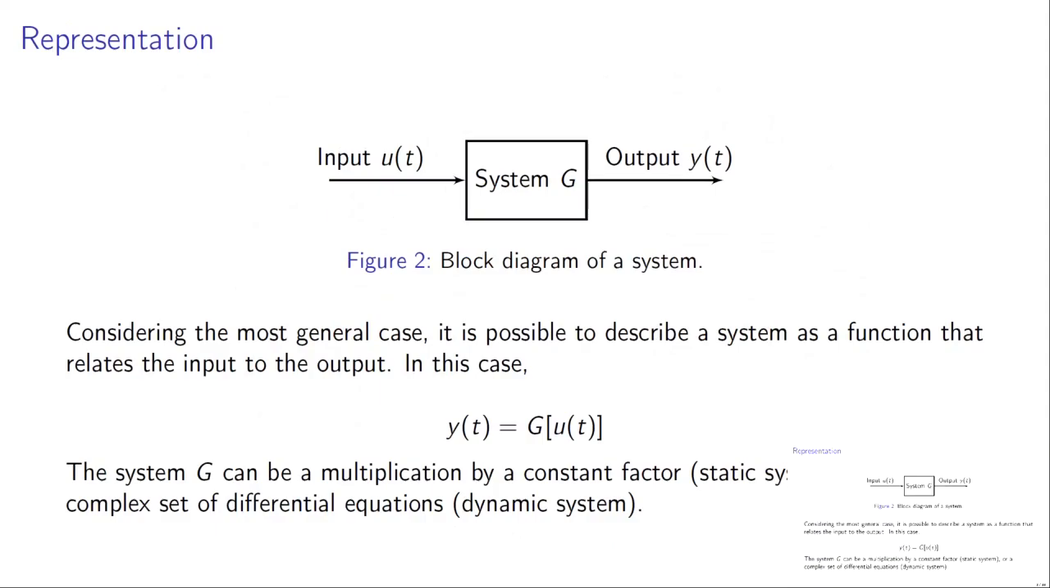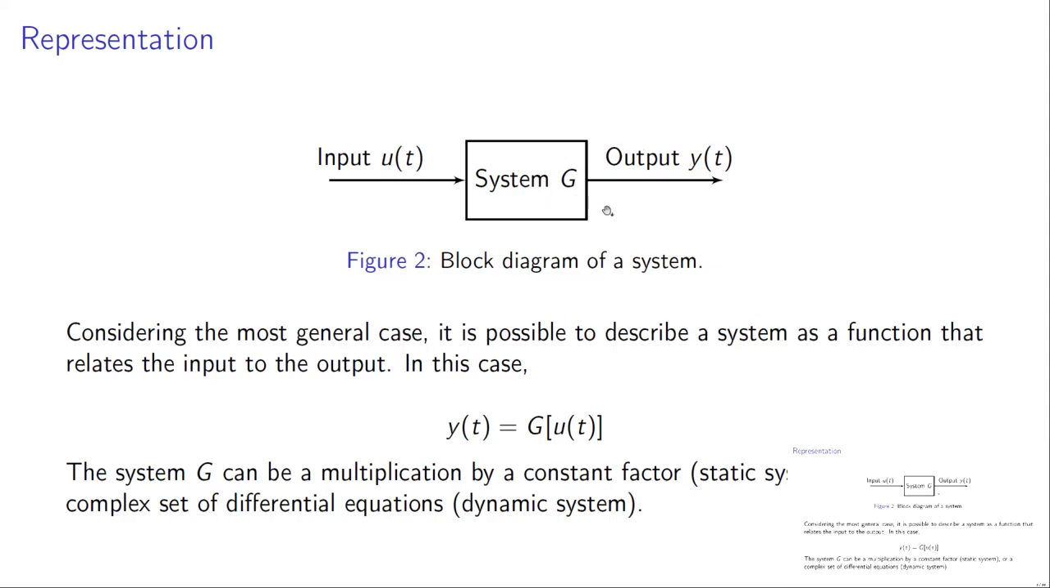So for us to be on the same page, this is a classical system representation. We have a system, and we have an input and an output. So the system G will be a function of the input. We can write in mathematical form that y, the output, is G of the input. The input is a signal that will operate on the system to produce the output.